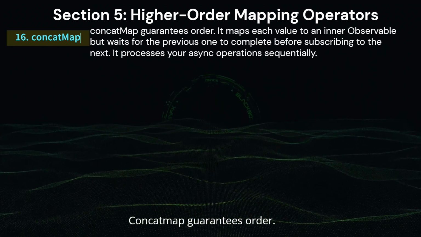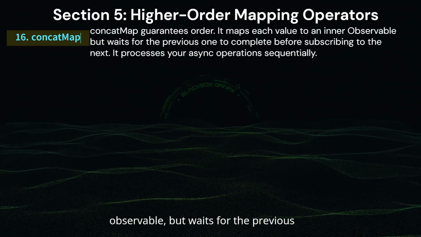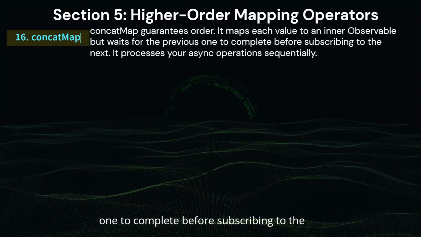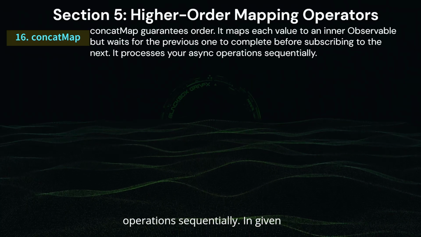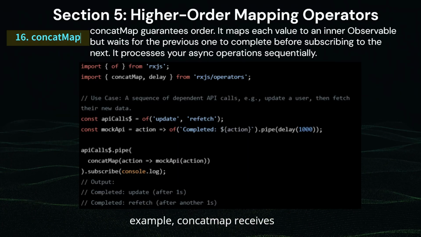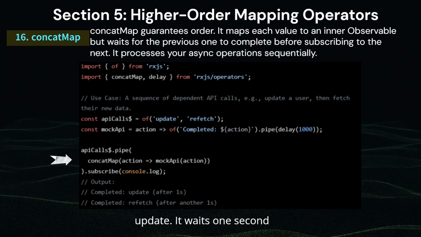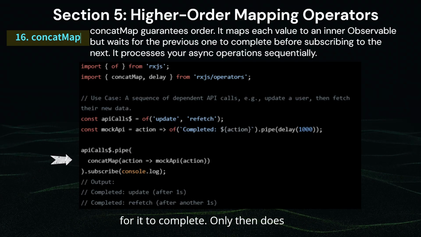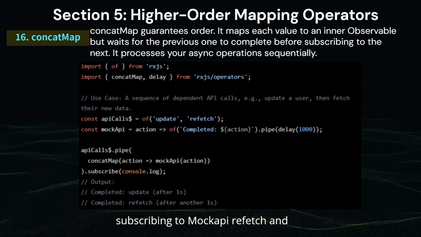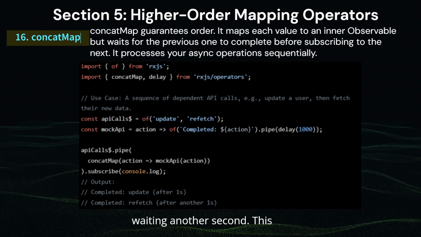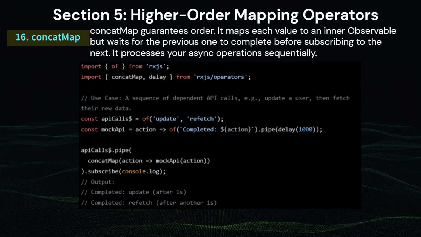concatMap guarantees order. It maps each value to an inner observable but waits for the previous one to complete before subscribing to the next. It processes your async operations sequentially. In the given example, concatMap receives update and subscribes to mock API update. It waits 1 second for it to complete. Only then does it process the next value, refetch, subscribing to mock API refetch, and waiting another second. This ensures the operations happen strictly one after another.